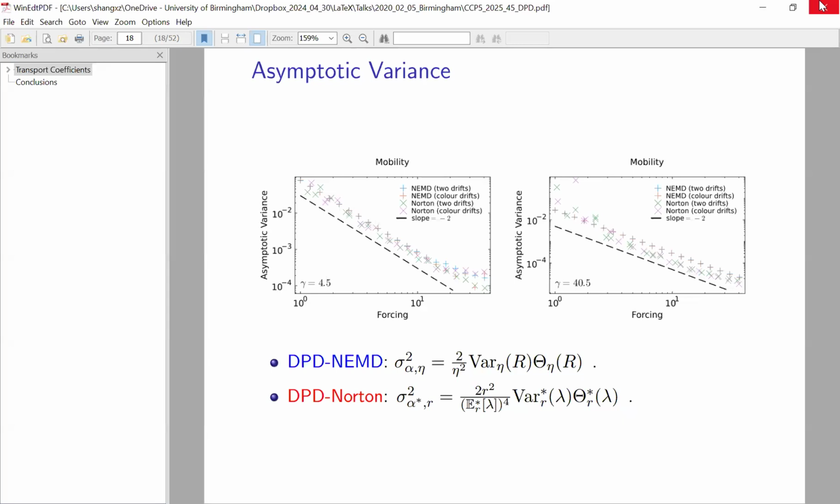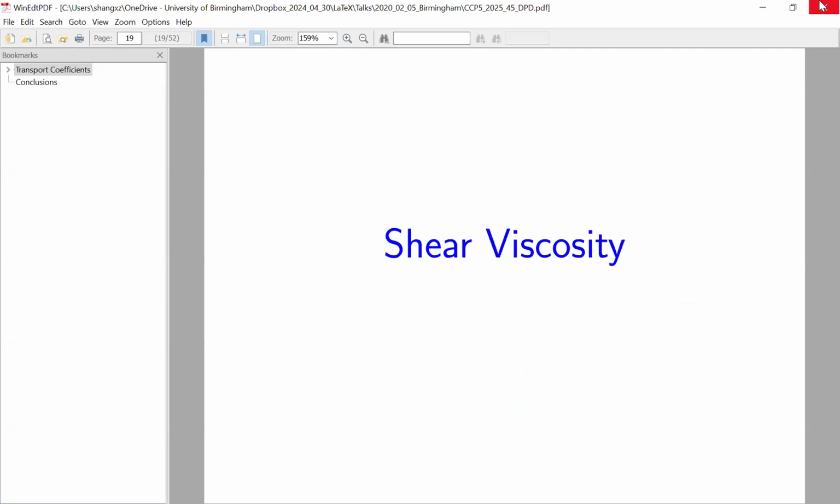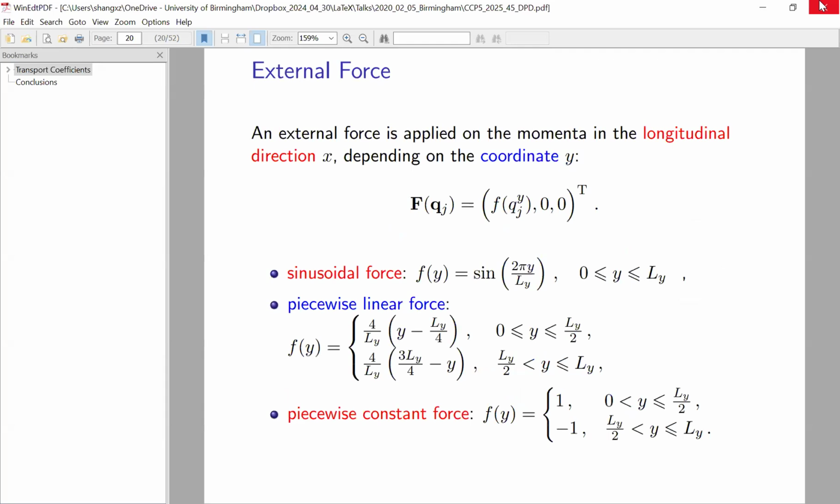So this is the results for the mobility, but we also tested the results for the shear viscosity, which is a little bit more difficult to measure. And in the shear viscosity case, we also apply an external force, but then the additional force will look like this.